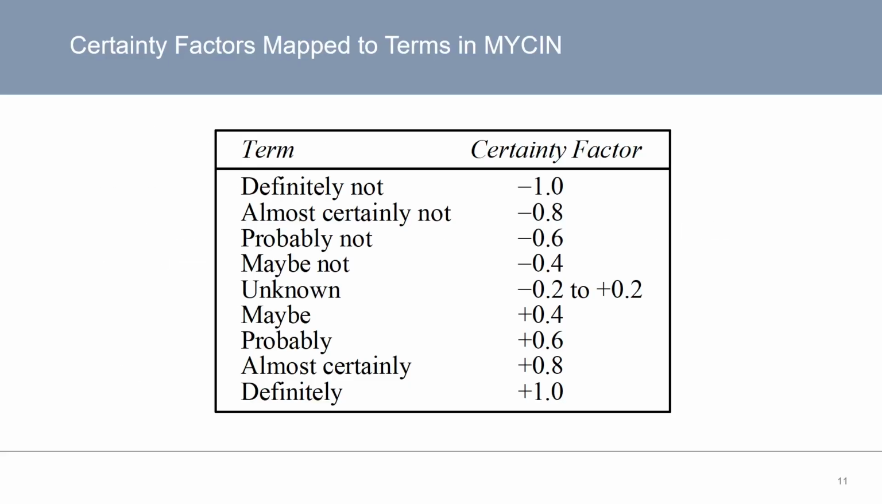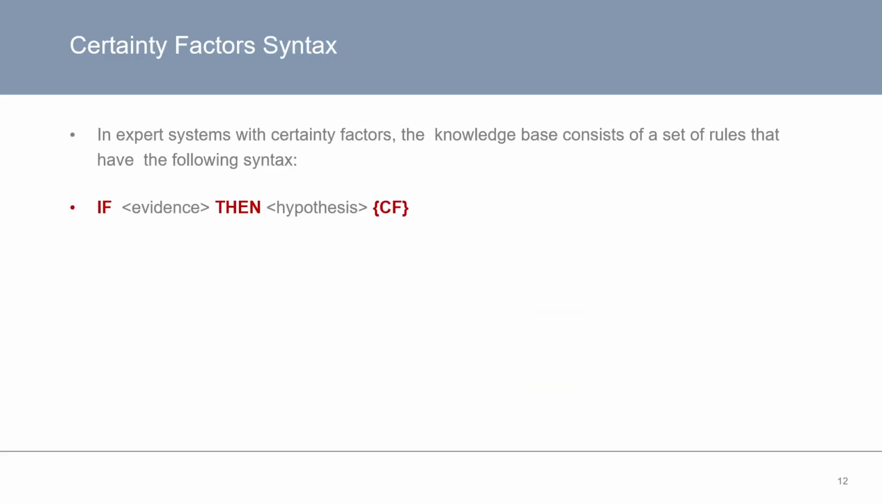Mycin, one of the earliest and best-known expert systems, used the following certainty factor values to quantify the level of expert certainty in different facts in the rule base, ranging from definitely, or +1, to definitely not, or -1. In expert systems that use certainty factors, the knowledge base consists of a set of rules that have the following syntax: if evidence, then hypothesis, with an associated certainty factor. Again, this certainty factor represents a belief in the hypothesis given that the evidence has occurred.